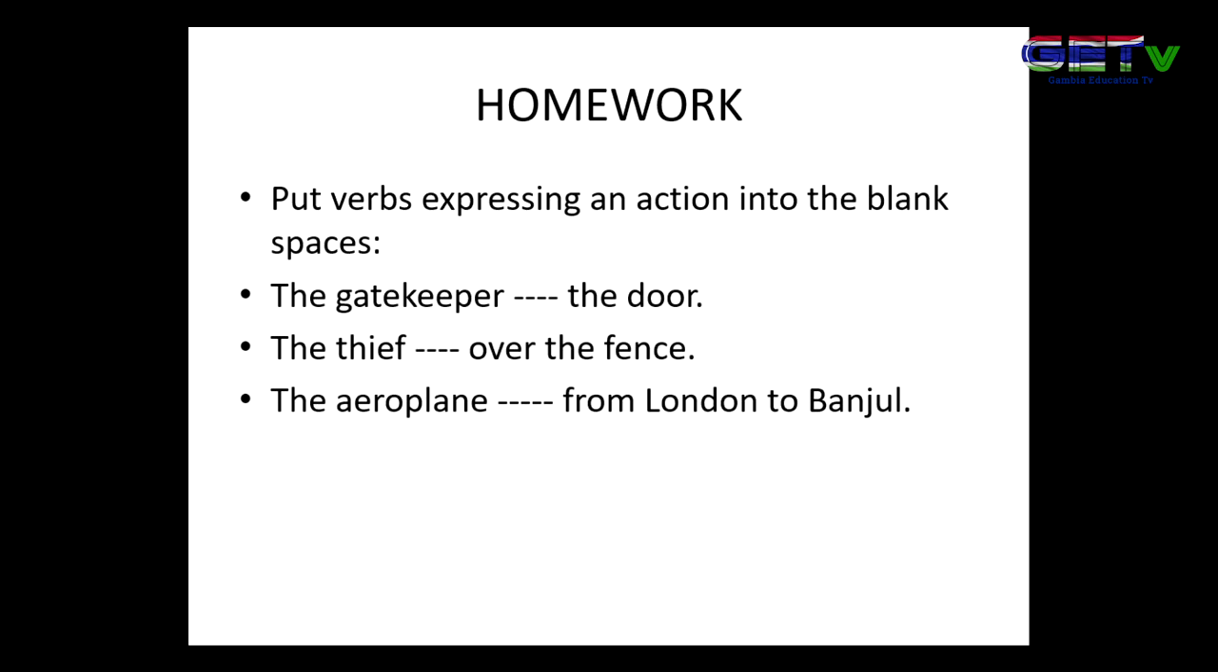So before we close, you will have a homework. You put verbs expressing an action into the blank spaces. The gatekeeper blank the door. The thief blank over the fence. The aeroplane blank from London to Banjul. Copy these sentences somewhere quickly. And when we meet again, we'll look at them together.